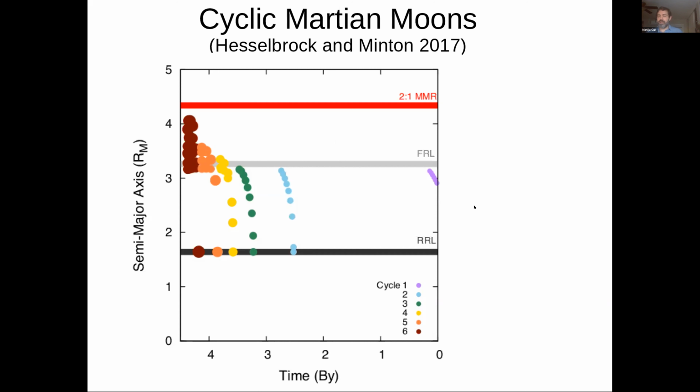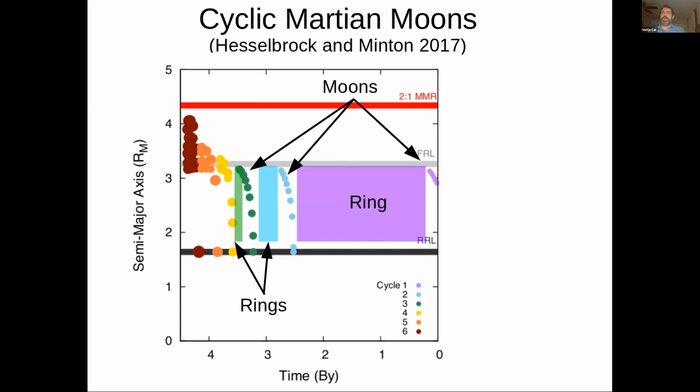So for much of the history of Mars, you had either moons or rings. So right now we have moons, and there were multiple moons in the past. And during these cycles of moon and ring formation, you always lose mass to the planet. And in between there were rings, and actually most of the time Mars had a ring. And these rings over time got less and less massive.